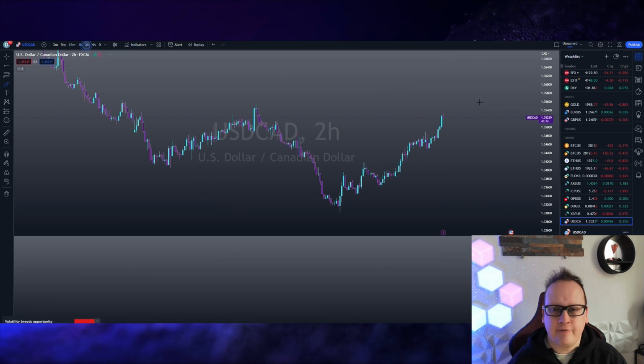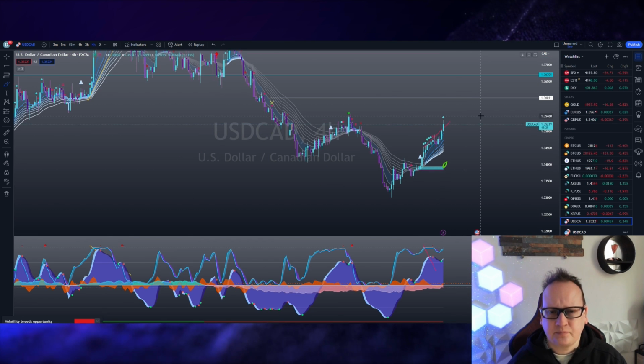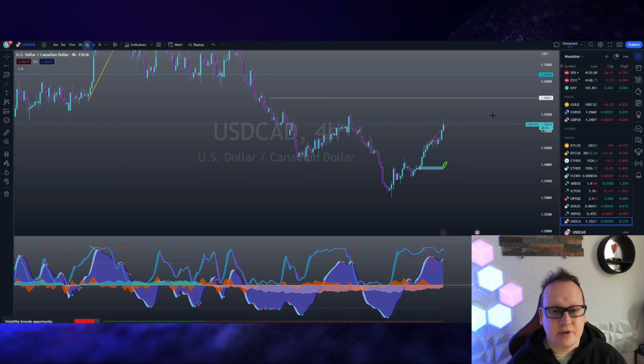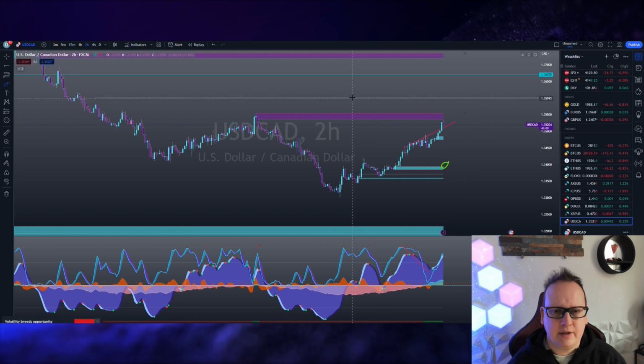If I zoom out even further, the more of these order blocks there are, the heavier the traffic. So 4 hour, there's nothing on the 4 hour, but the 2 hour, 1.354 is another area. So I'm going to move this line down.